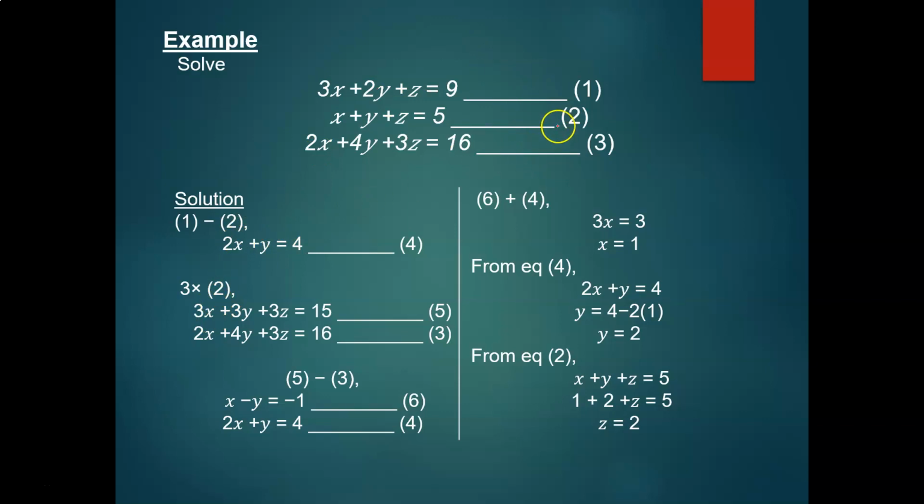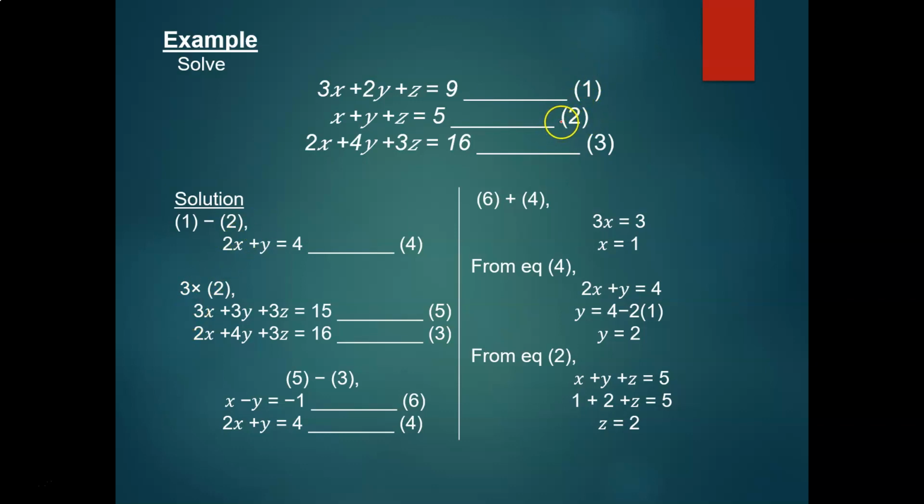Okay, so first you can minus 1, minus 2. Okay, or you can minus whichever you want. 1 minus 3 also can, 2 minus 3 also can, it's up to you. But just to get it lebih senang, I just minus 1 minus 2. Okay, 1 minus 2 over here, so I get this one. So this becomes my fourth equation. So now I multiply the second equation with 3.